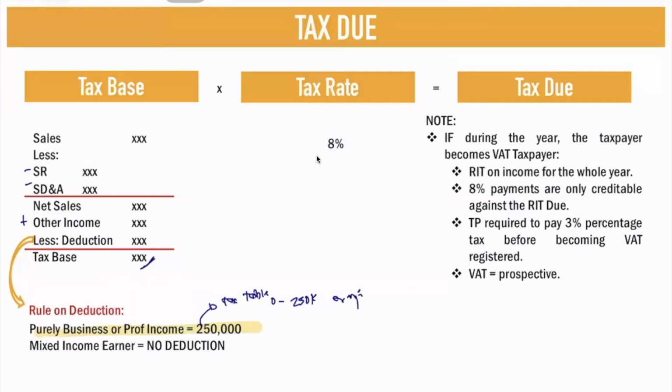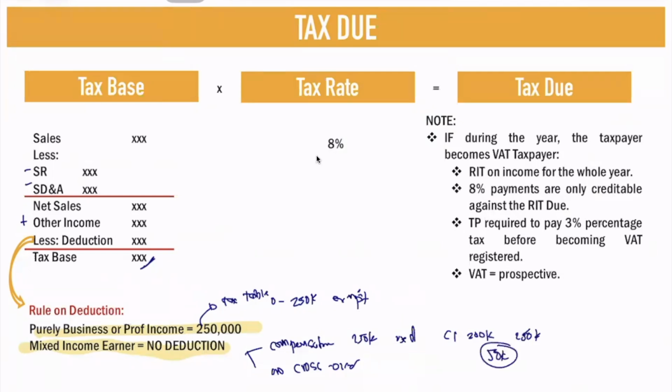But what if you are a mixed income earner? Generally, you have no deduction. Why? Because under your compensation income, the 250K is already used and there can be no crossover. What do we mean by no crossover? For example, your compensation income is 200K only and it is exempt up to 250, right? It is not taxable up to 250. So may natira pang kumbaga 50K na deduction. Can you cross it over for business income? No. You cannot cross over the deduction if ever you are a mixed income earner.